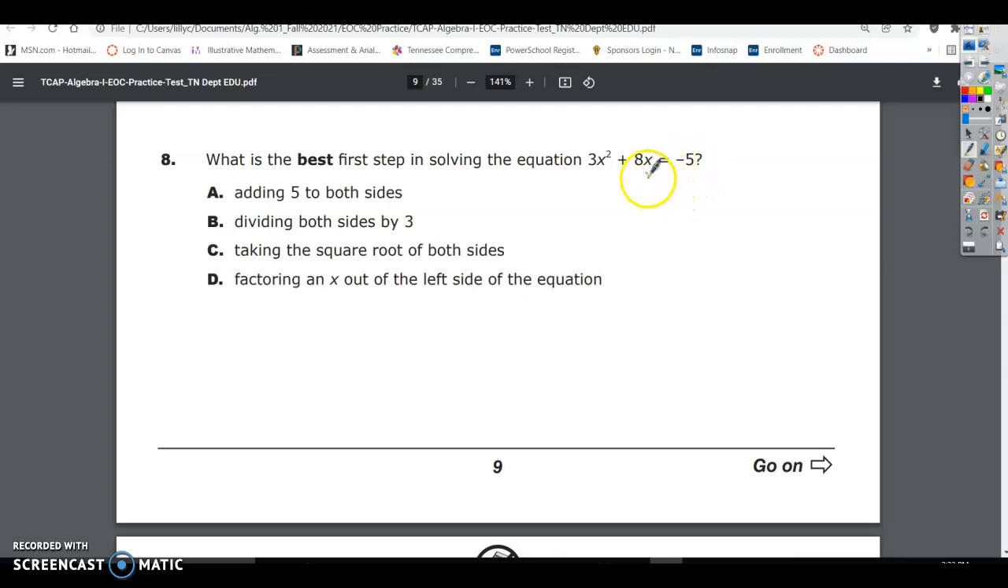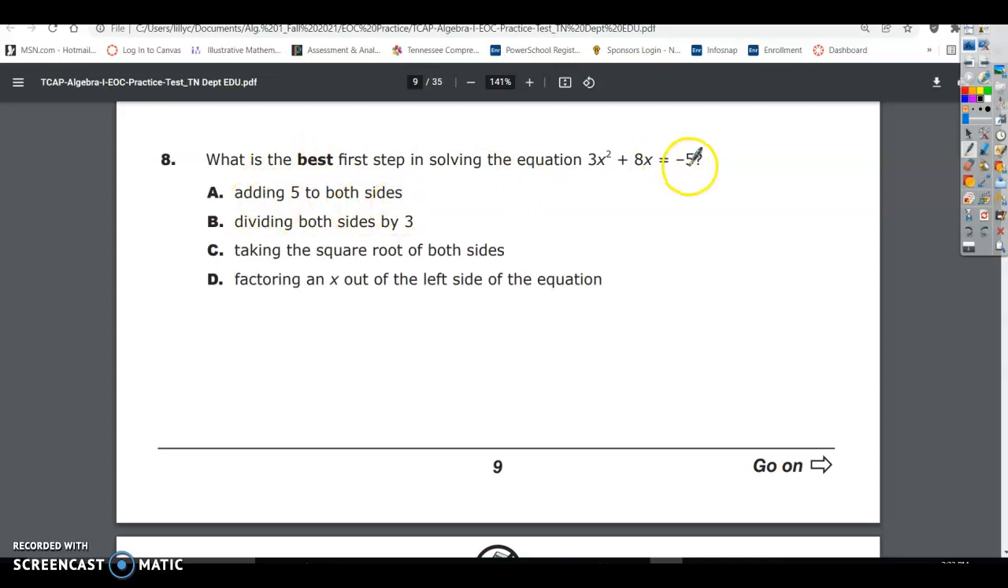You could also add 5 and then graph the quadratic equation and find the zeros or the x-intercepts of the graph. Or if you add 5, you could use the zero product property to try to factor or use the quadratic formula or something of that nature. So let's see what our choices are.